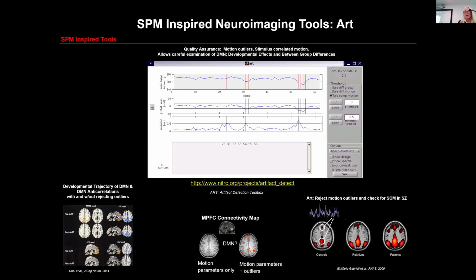And what we found in that particular case was a monotonic increase of the default mode network activation and connectivity from controls relative to patients, which were correlated with an increase in psychopathology. So the reason why I give you this example is because just a little bit of QA can actually have a dramatic effect on your results.